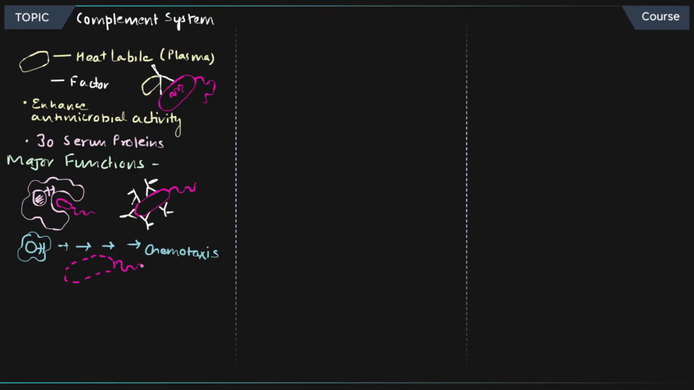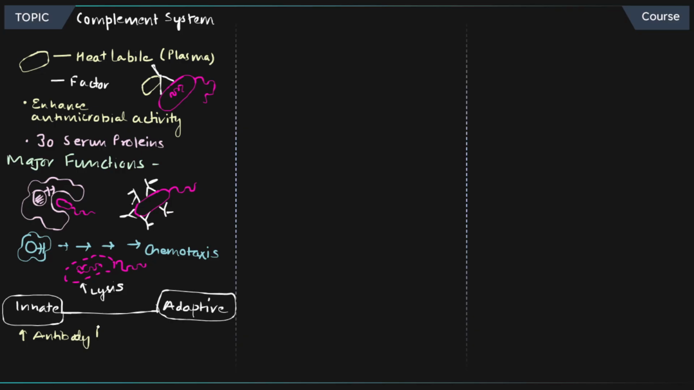Next is lysis of bacterial cells. As you can see, I've created that dotted line. The dotted line is nothing but showing lysis of the bacteria. Next, complement is a bridge between the innate and adaptive system. Very important point: the bridge between innate immunity and adaptive immunity is the complement pathways. What it does is basically enhance the antibody response, right? Second, memory of the immune system is also associated with complement.